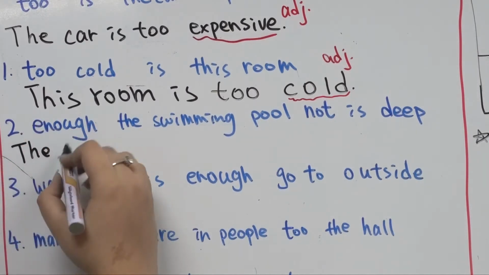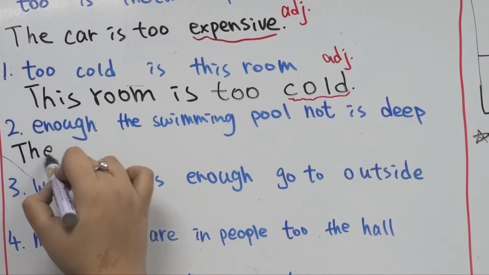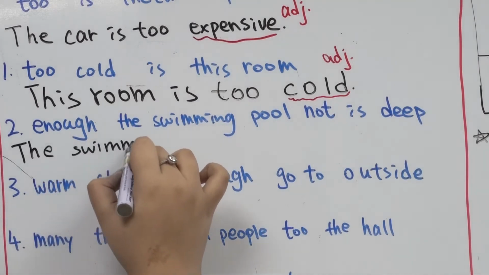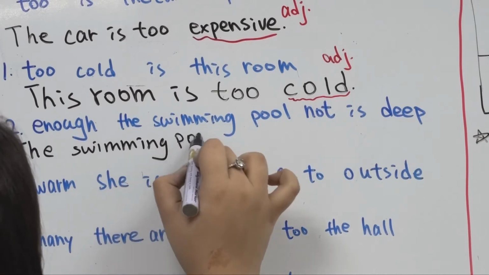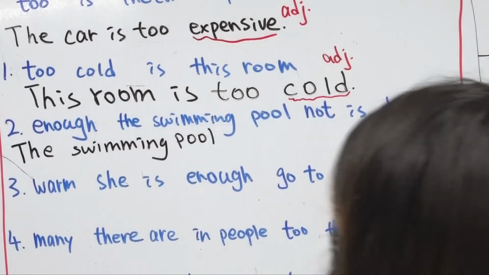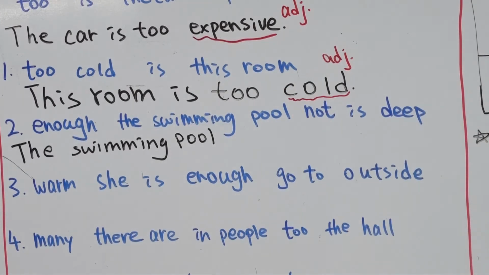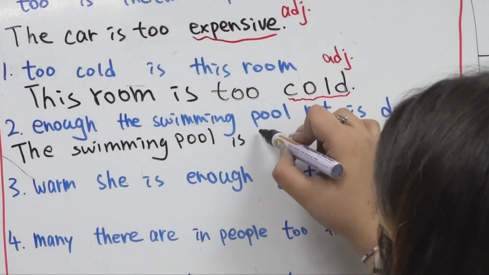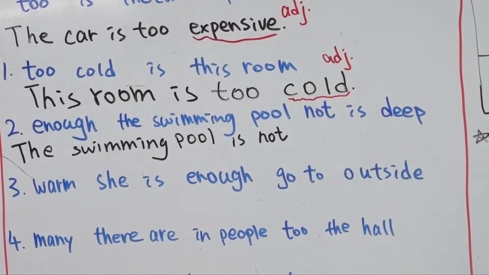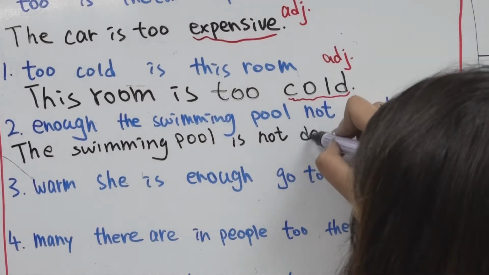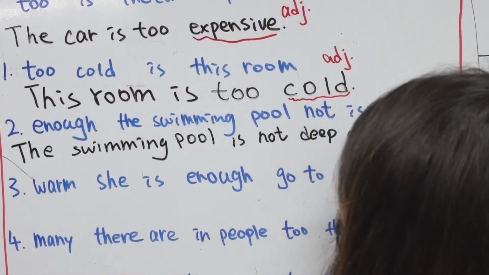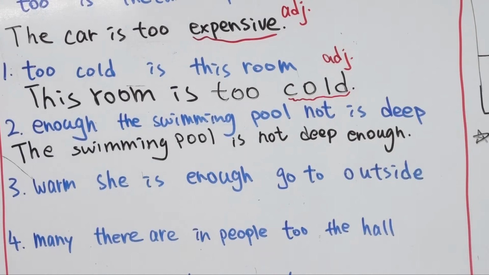The swimming pool is not enough, or it is not deep enough. Which one makes sense? Deep enough. Yes, deep enough. The swimming pool is not deep enough.